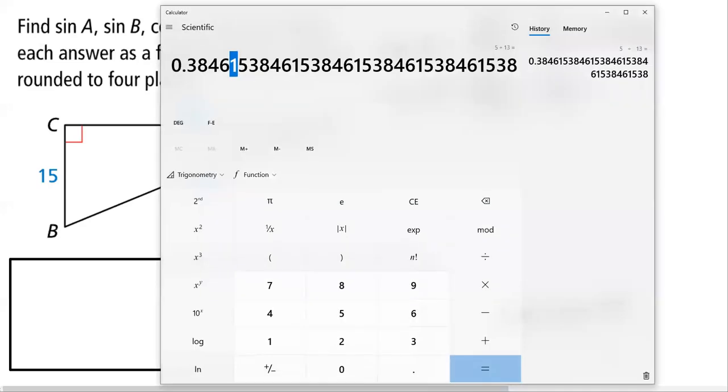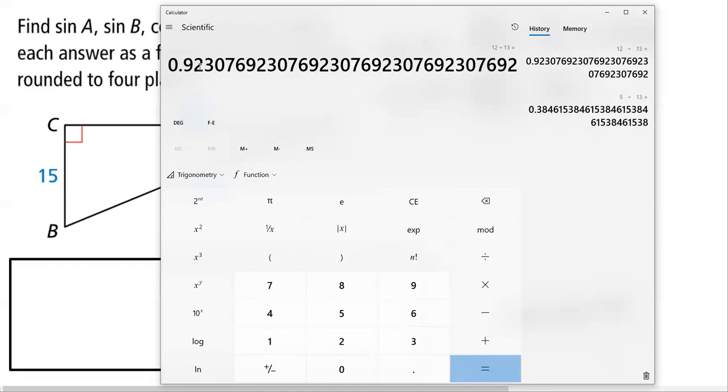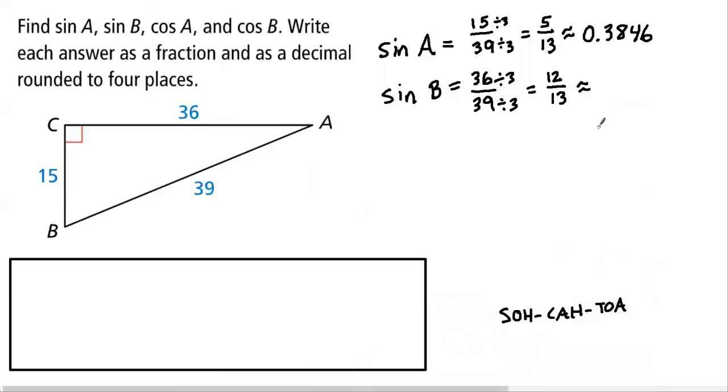So let's pull up my calculator. And I'll clear this out. 12 divided by 13. And it looks like we got 0.92307. So this 7 is going to round this 0 up to a 1. So rounded to 4 decimal places, we have 0.9231. So this is approximately 0.9231. 2 more to go.